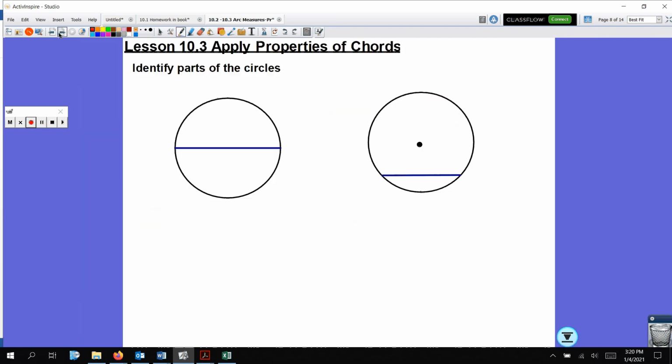All right, let's talk about 10.3, applying properties of chords. First, we're going to identify what we got going on here. Right, this blue line, what's this blue line called? A diameter. What's this blue line called? It's called a chord. All right. Something else I want to point out, the diameter splits a circle into two semicircles. Right? The chord splits a circle into a minor arc and a major arc.